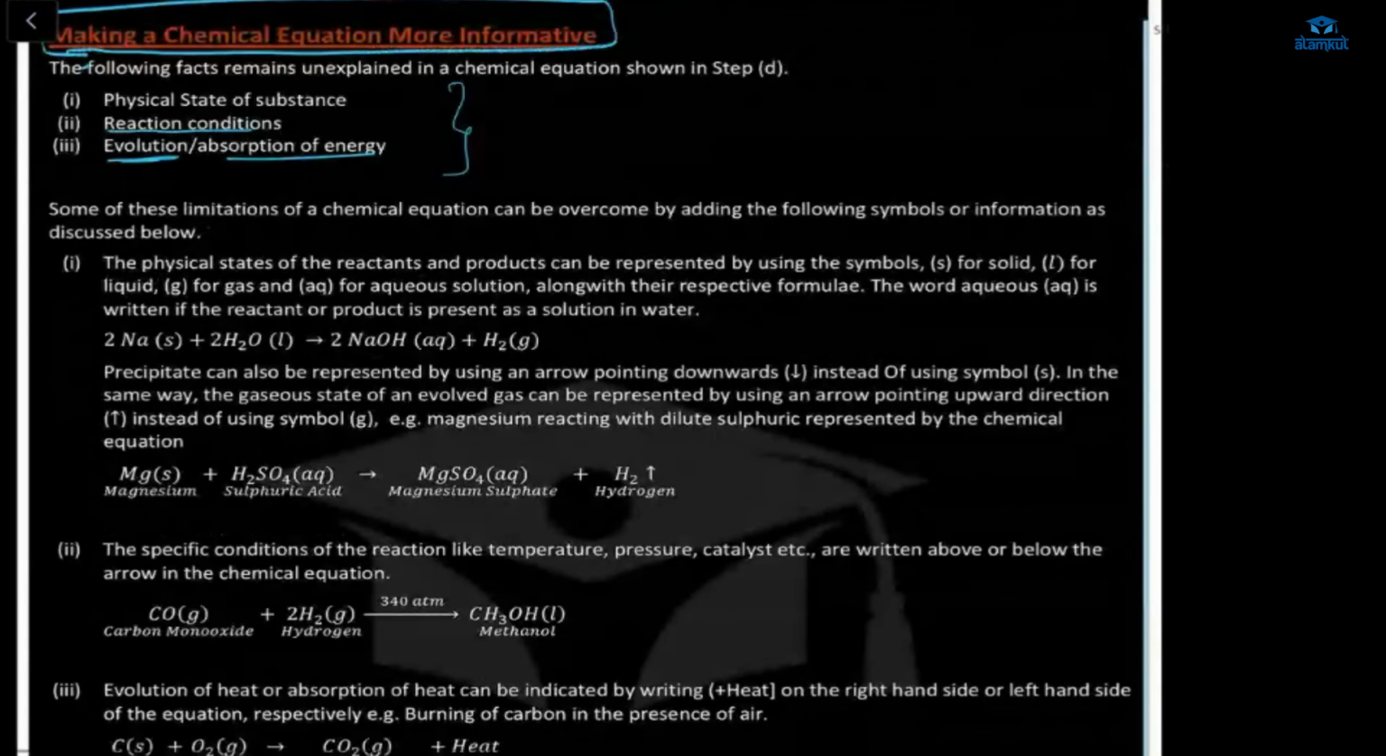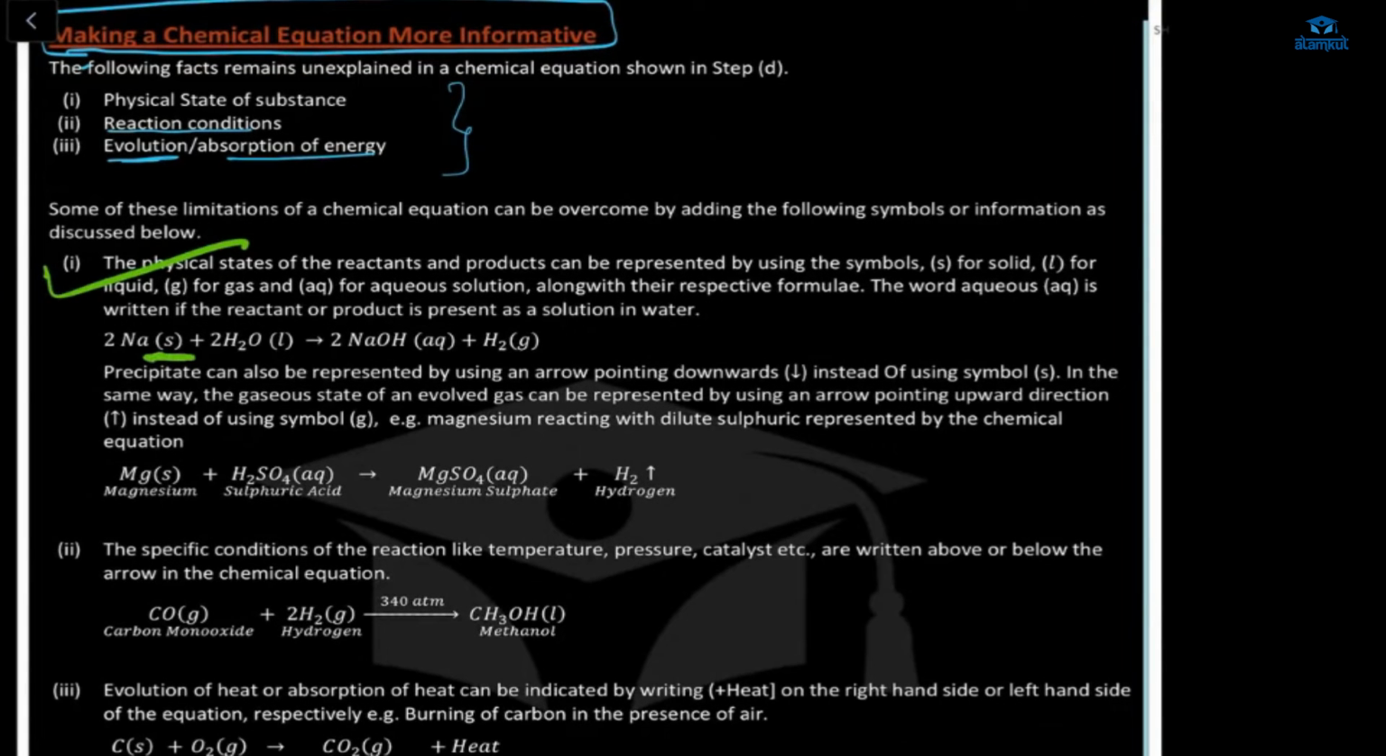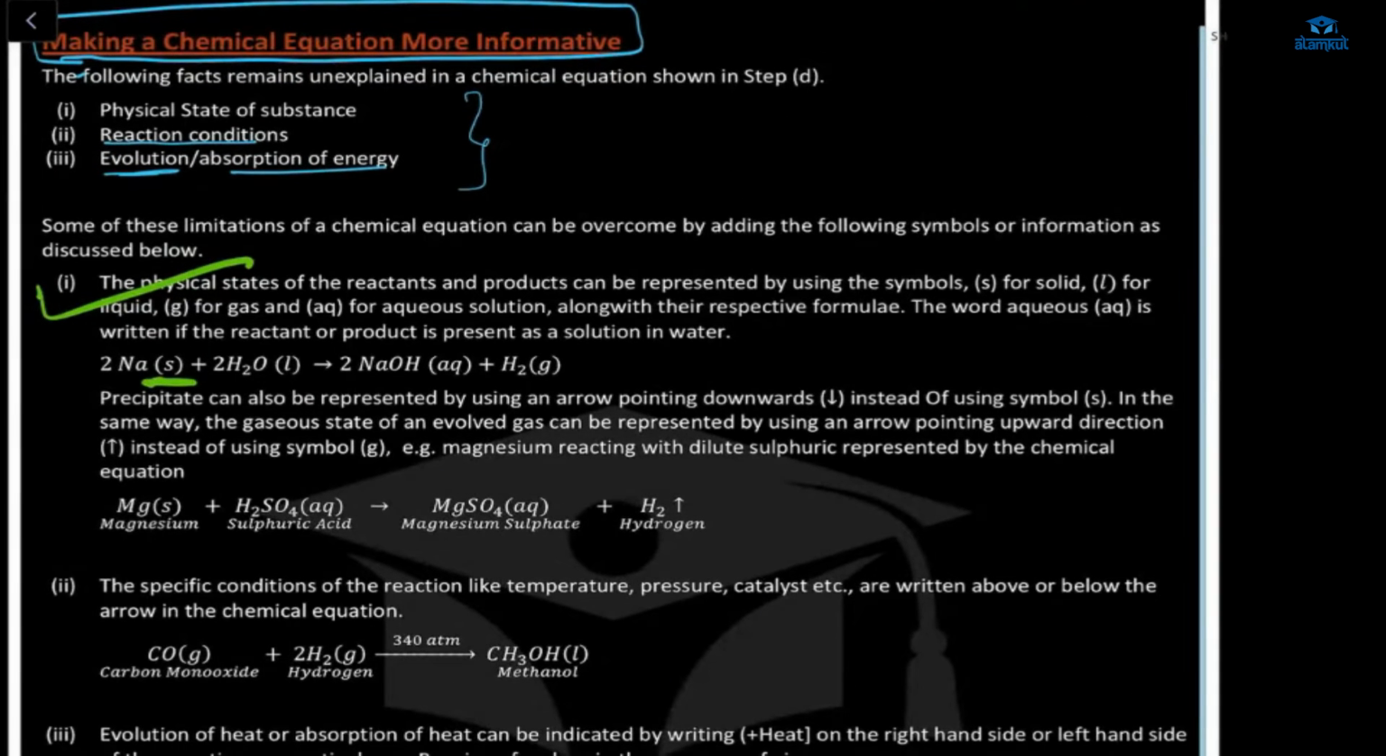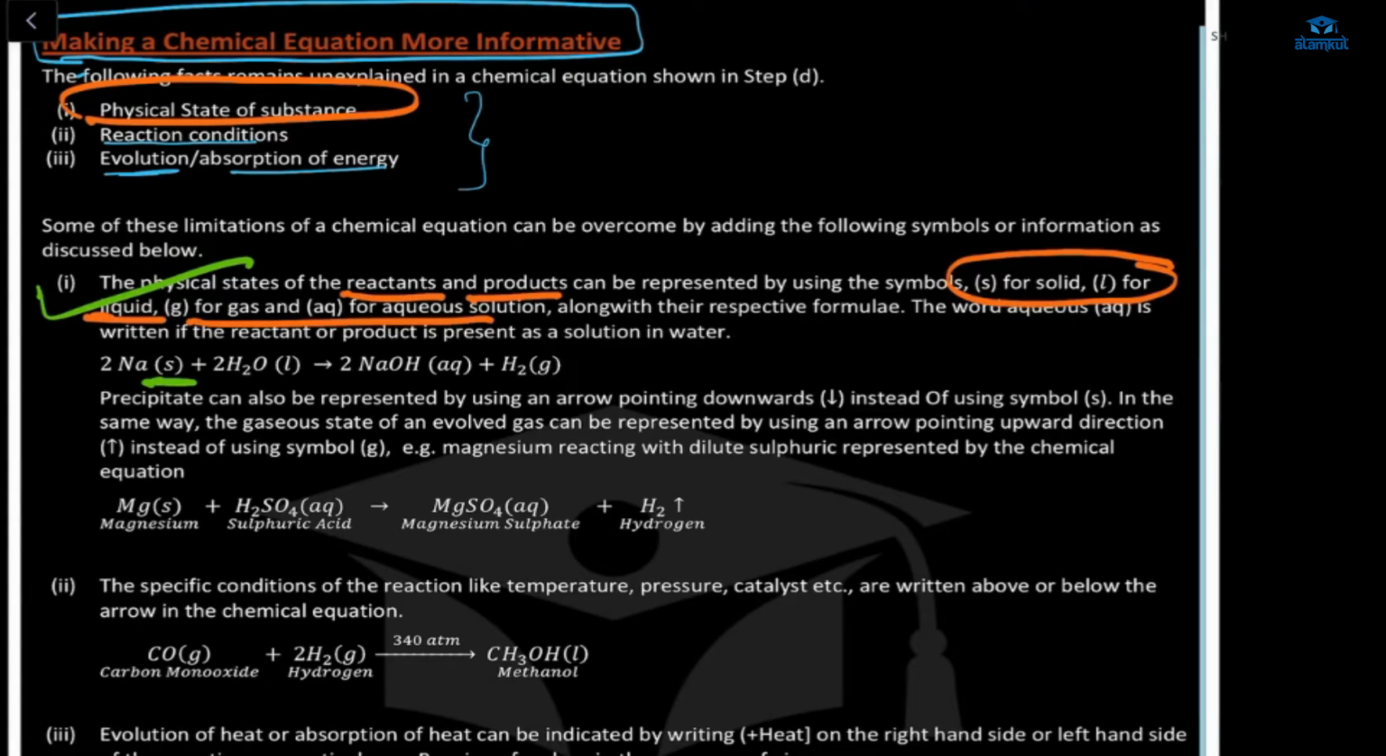Next is my this thing only. Here the physical state is going on. We already know S is what? Solid. See, here it's written also. Making a chemical equation more informative. First one is physical state. The physical state of the reactant and product can be represented by using these symbols: S for solid, L for liquid, G for gas, and AQ for what?